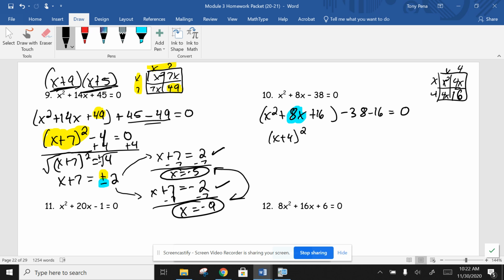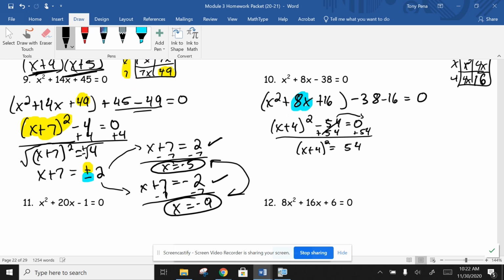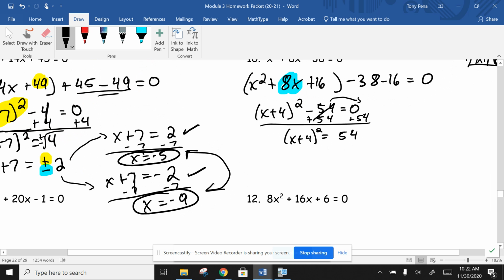And what is that? Negative 54 set equal to a 0. From here, it's now kind of the same steps. We want to move this 54 to the other side. So I'm going to do that by adding it over, so that our x plus a 4 squared equals 54. Take your square root to get an x plus a 4.